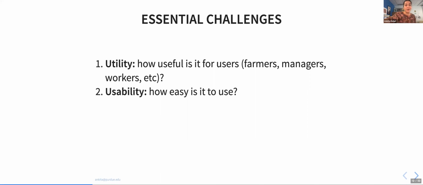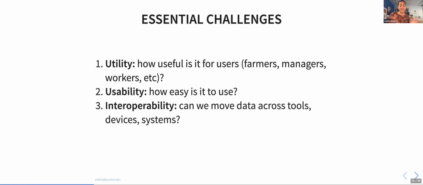I want software for ag to be as easy as some of the stuff that we enjoy for fun, right? One of my favorite apps is a citizen science app called Seek, and it's delightful. I want agricultural software to be delightful, right? And that's kind of why I do the things that I do.